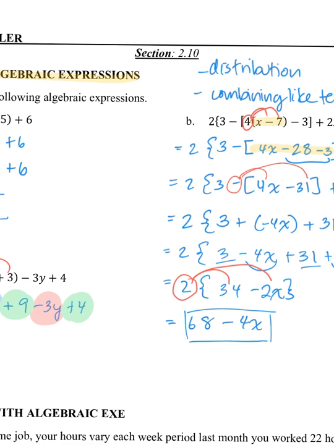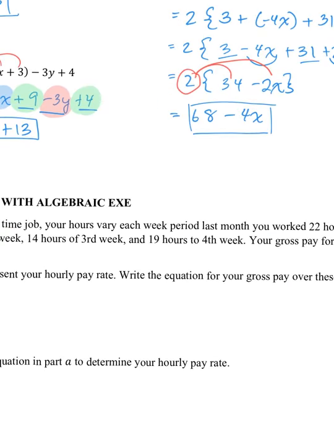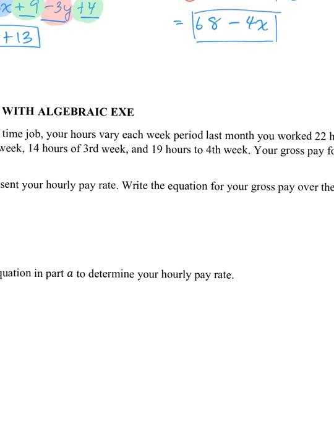2x plus 6x is going to be 8x. Negative 2y minus 3y, negative 5y. And then 9 and 4 is going to be 13. Okay, well, we combined all the like terms that we had, and we didn't have anything else to distribute, so we're done. All right, not too bad. So let's go ahead and look at some applications.